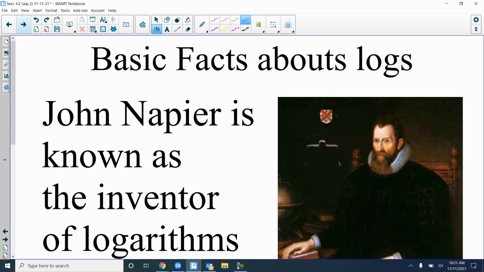Now, most of you know John Napier invented logs, right? What year did he invent logs?